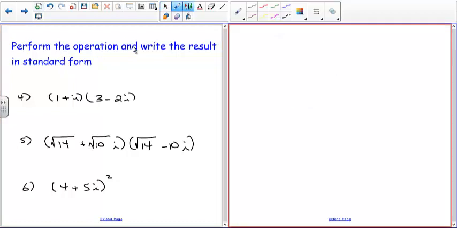Okay, so that's the first one. Second one, same kind of deal. So you're going to do first, which is square root of 14 times the square root of 14. The outer is going to be the square root of 14 times negative 10i. The third part is going to be the square root of 10i.